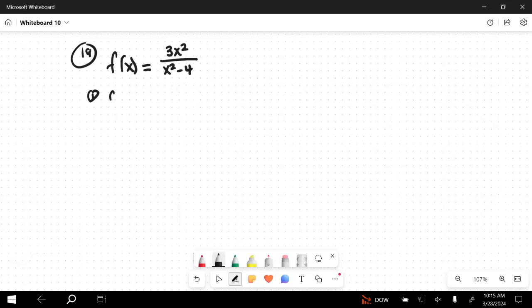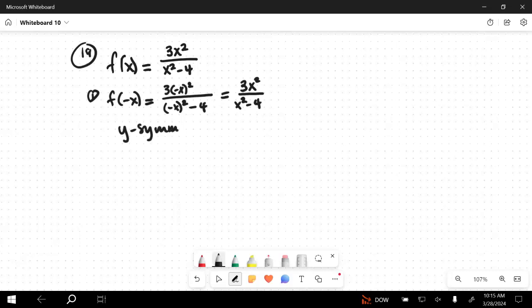Number 1, we're going to do the symmetry. We'll plug a -x in. So we get 3 times -x squared over -x squared minus 4. No, my pen is tired. Okay, that's going to get us a 3x squared over x squared minus 4. We notice since it looks exactly the same as the original, it is y symmetry. That's kind of cool.